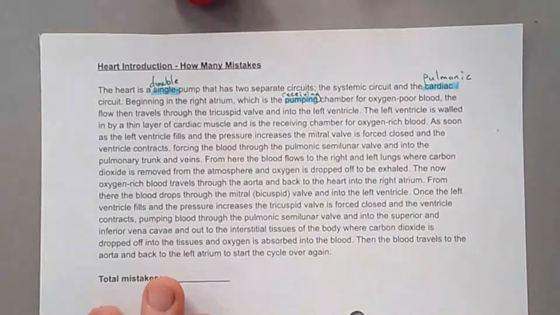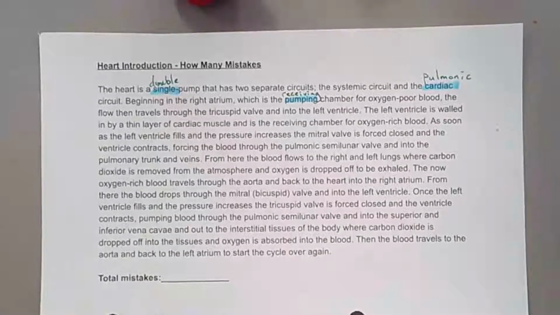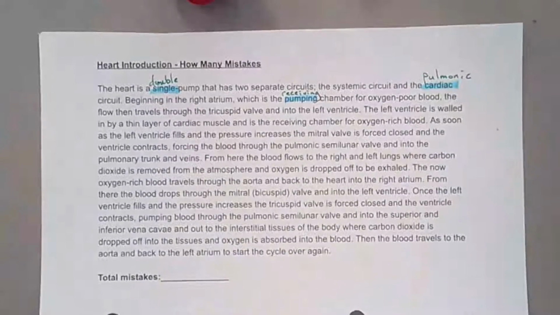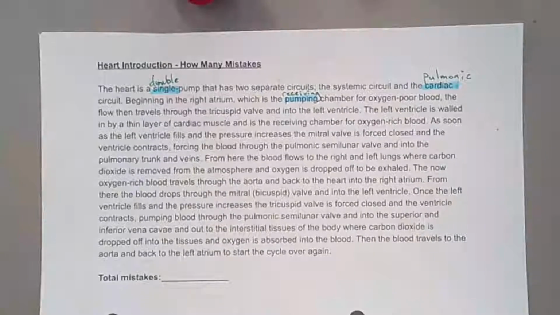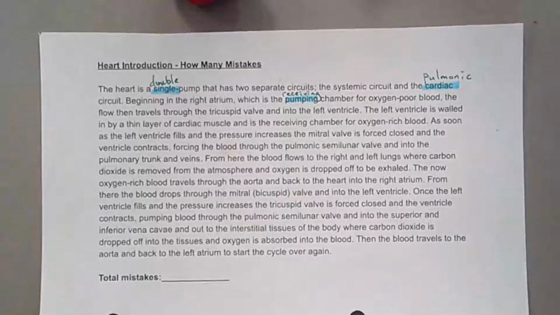That says receiving. I'm writing small. I should double space this. It's the receiving chamber for oxygen poor blood. I wonder if I turn the light on if that'll help. Does that help any, or is that the same? Okay. Well, let's save some electricity and turn it off. Whatever. For oxygen poor blood.